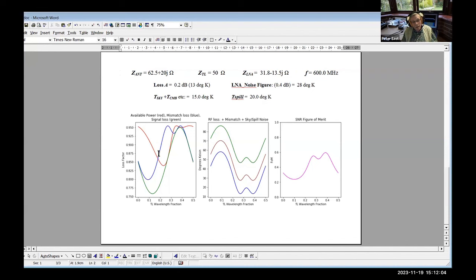Now, the available power changes because this is where the reactance is reflecting the energy back out of the antenna out into space. And the green curve is the product of the red and the blue curves. Okay, so the red curve is the reactive loss that's transmitted out into space. The blue curve is the resistive loss.